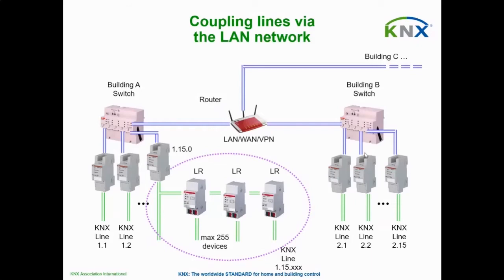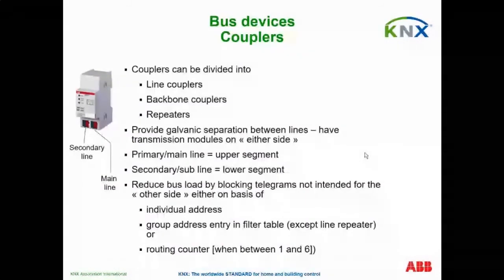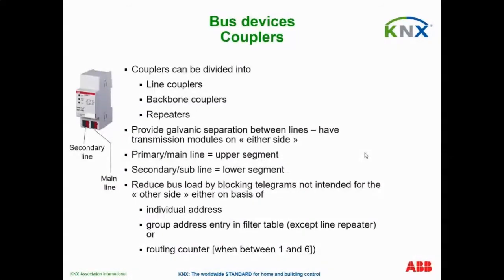There are various different ways to do it. As before, just remember that we'll have the same number of devices, the same topology, and all the same network issues are considered in this. We can have line repeaters, we can have single lines, and we can do all sorts of stuff that we need to do. As I said before, couplers are divided into line couplers, backbone couplers, and repeaters. As I said before, they give us electrical isolation between the two sides of the device. That means we also need a power supply on each side of the device, and sometimes people forget that.